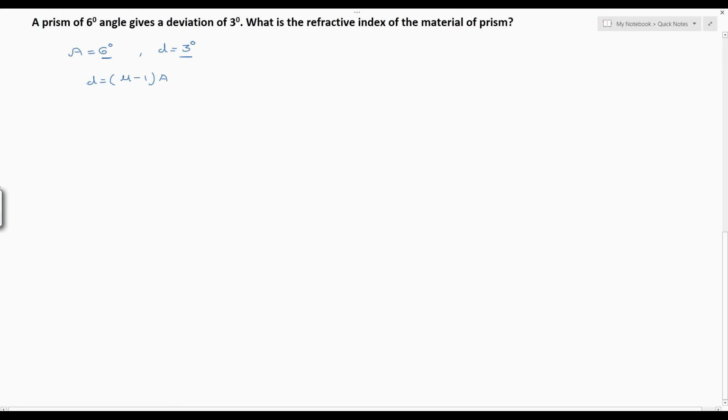So let us put all these values in this. This implies mu minus 1 is equal to D by A. This implies mu is equal to D divided by A plus 1. So this is equal to, here D is equal to 3, A is equal to 6, plus 1. So 3 by 6 is 1 by 2 plus 1.